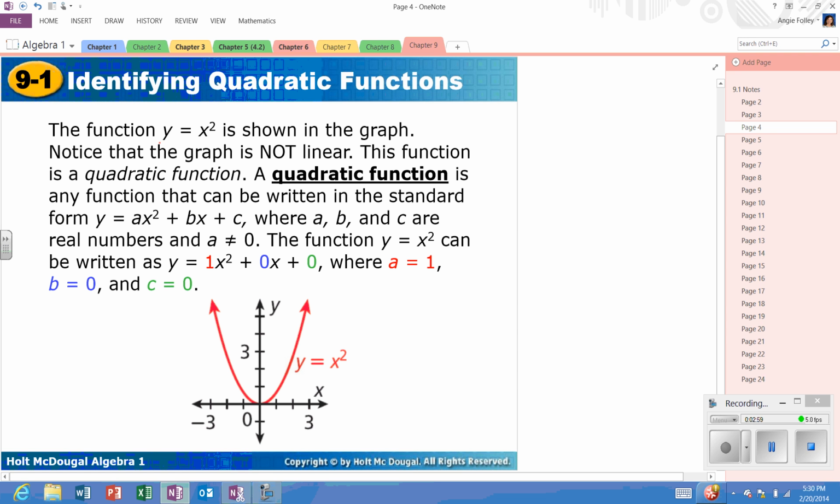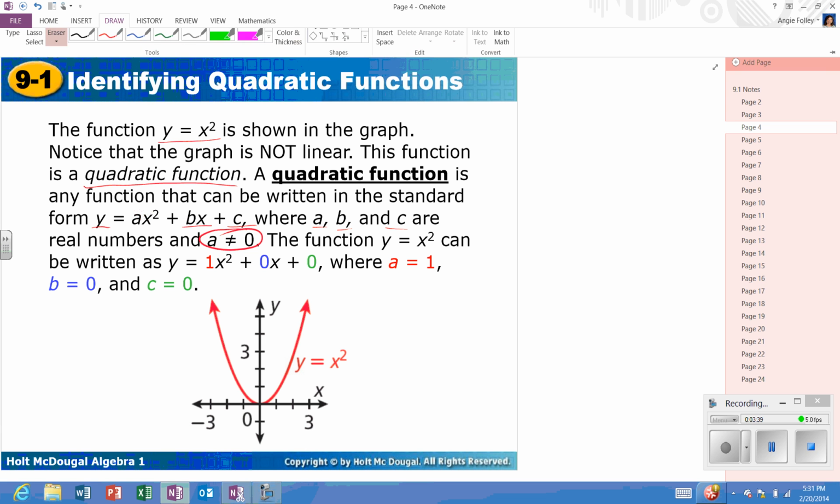So if you look at the function y equals x squared, it's shown in the graph down here, okay? Notice that this graph is not linear. Remember, linear means we would have a straight line, and this function is not linear. It is a quadratic function, and a quadratic function is any function that can be written in the form y equals ax squared plus bx plus c, where a, b, and c are just numbers, okay? But a can never equal 0, because if you have a 0 here, then you would have no x squared term. So you always have to have an a value that is not 0.